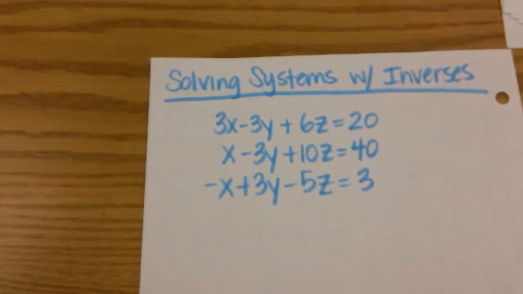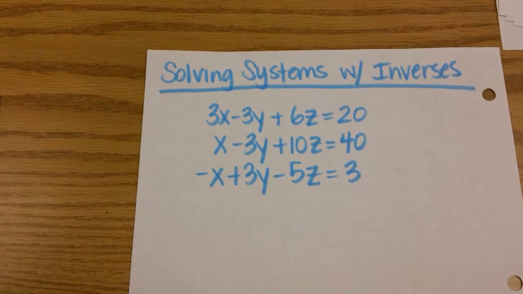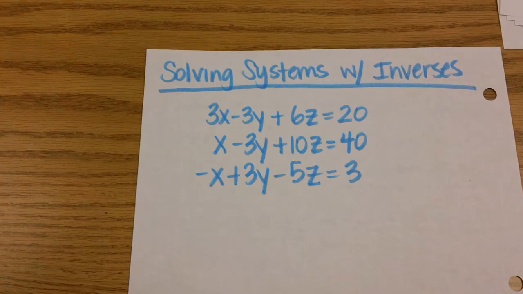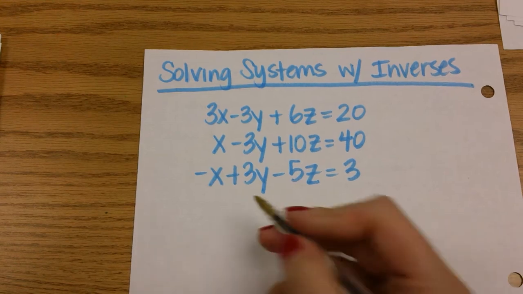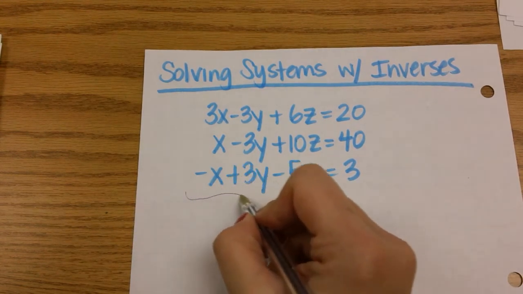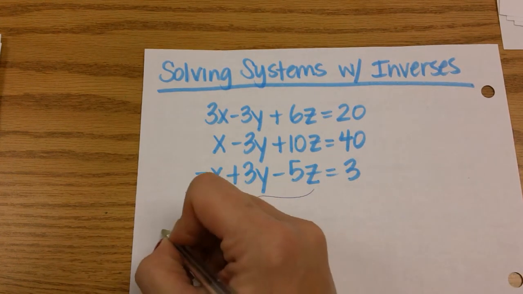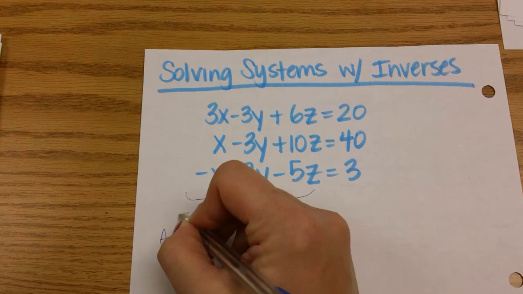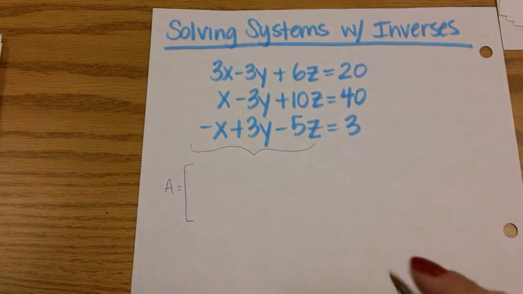All right, the last thing that we're going to go through is solving systems with inverses. Okay, so let's say that we have this new system here, and this should be a review from Algebra 2 really quickly. So what we're going to do is rewrite this system with matrices. We're going to let this part represent matrix A. So we're going to take just the coefficients and let this be matrix A.